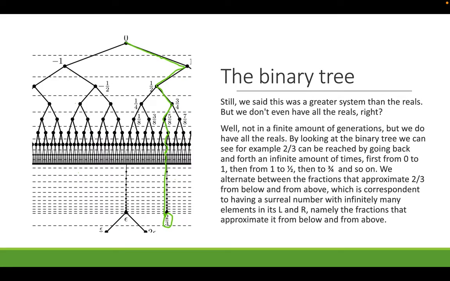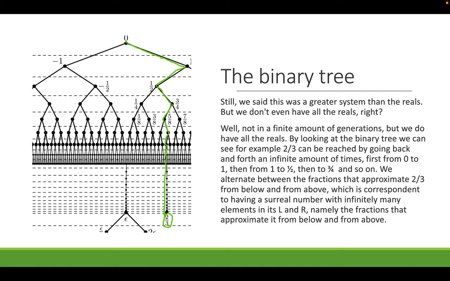Still, you might think this is a greater system than the reals, supposedly, but we don't have all the reals. Well, not in a finite amount of generations, because that way we're going to get fractions of the form k over 2 to the something. I mean, dyadic fractions. Those are called dyadic fractions. So, for example, 2/3. What happens with 2/3? We don't have it, not in a finite amount of generations, but we do have it.